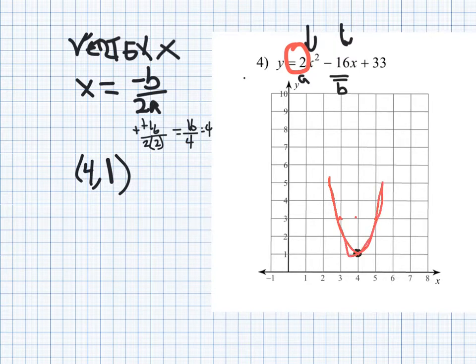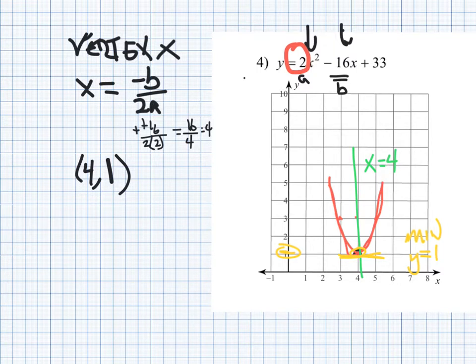From that point, I can answer a lot of the same things. Where's my line of symmetry? Well, my line of symmetry is at x equals 4. Do I have a max or a minimum? Well, I have a minimum right here at 1. So my minimum is y equals 1. Booyah, out.